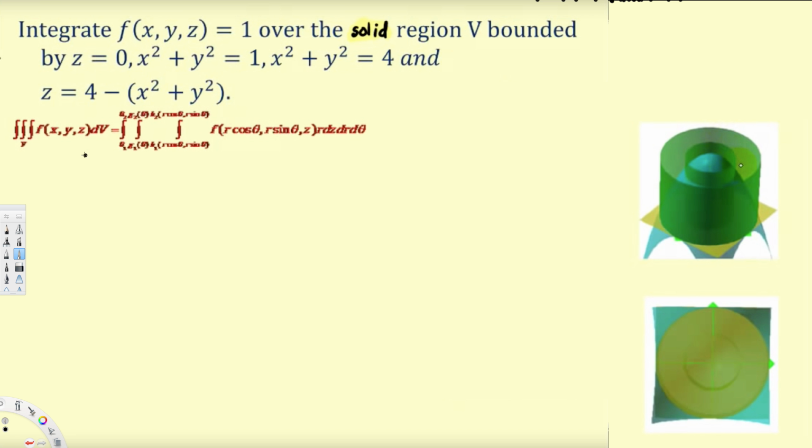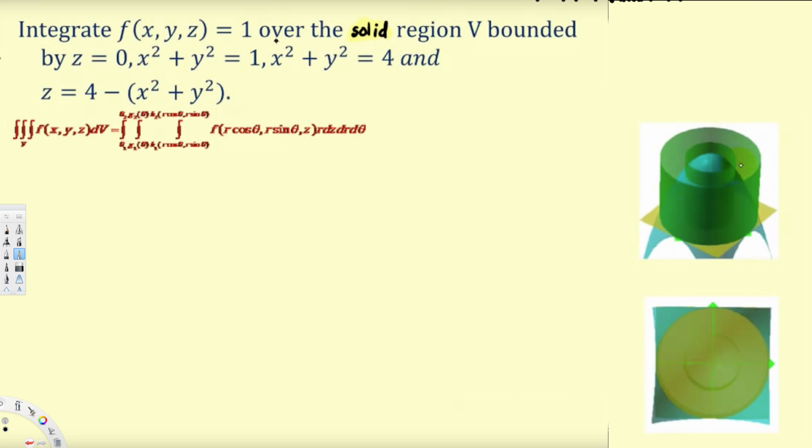When we convert rectangular coordinates to cylindrical coordinates, we have to know that x will turn into r cos theta, y will turn into r sin theta, and z will remain the same. Also, dV will turn into r dz dr d theta. But in our case we don't have any x, y, z, so this is just going to be 1.